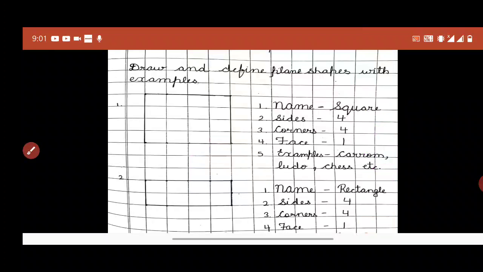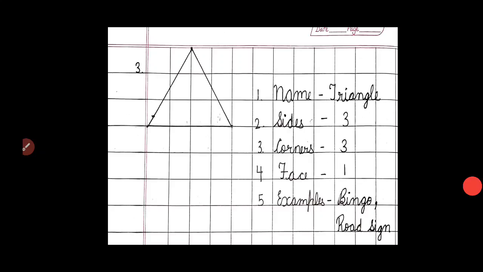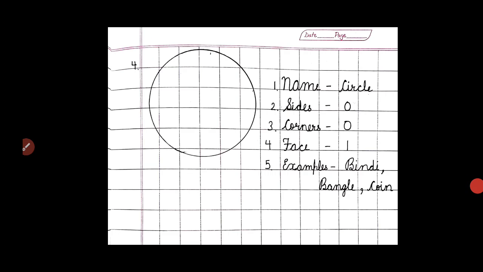A square, rectangle, triangle, and the last one, the circle. So these 4 shapes you have to draw in your notebook neatly and also write the facts related to each shape neatly. Okay, children, I hope you've understood today's concept of 2D shape. A 2D shape is a plain closed shape.